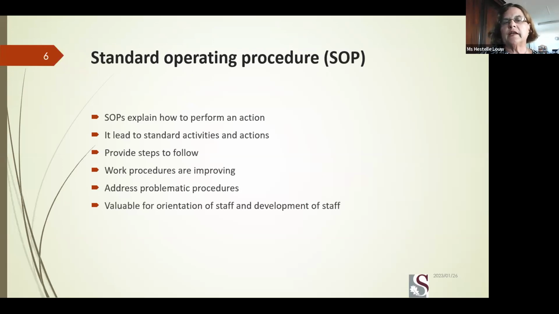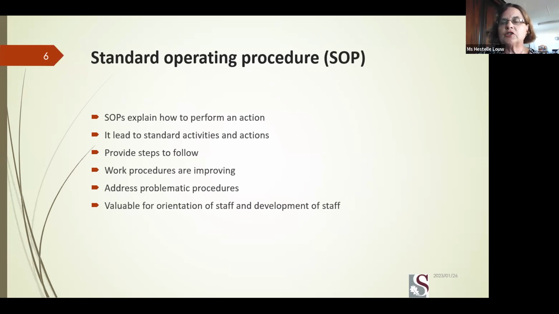It also leads to standard activities and actions, so that the activity is exactly the same, no matter which staff member is doing that protocol or that activity. For example, we hear from time to time in hospitals, maybe you've heard it as well, where the patient would tell you, I had Sister so-and-so yesterday to do my wound care, and she was so good. And now today there's another sister, but she's different from what the other one did. She's got another approach. So who's correct?